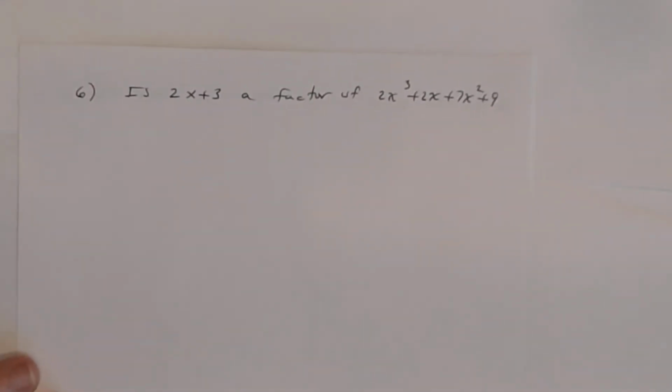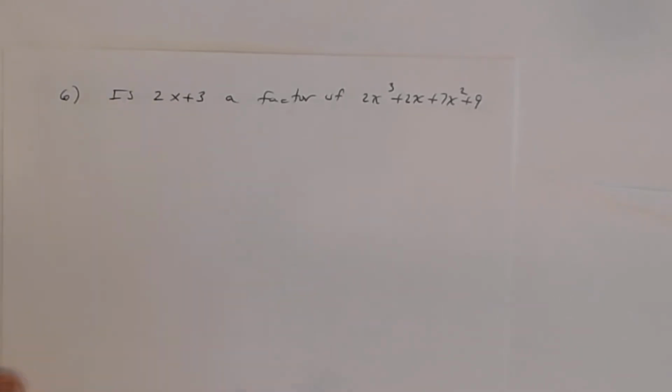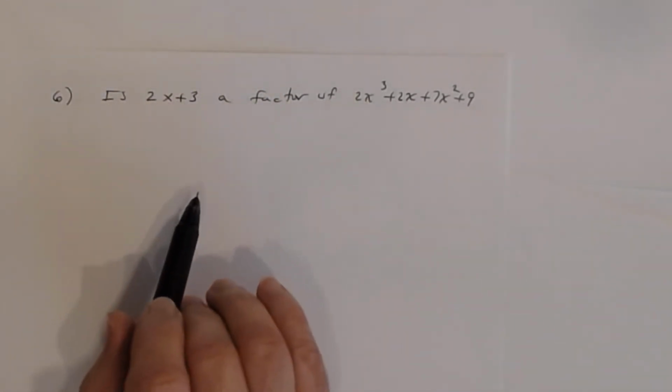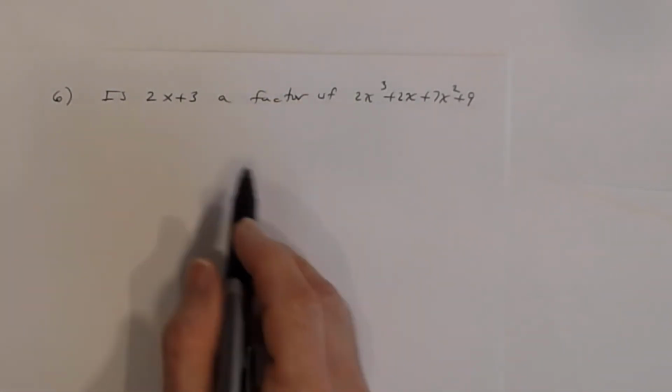Okay, number 6, same thing, right, that you did before. Well, let me just make sure that's not the same problem we did. It looks similar to something we just did. No, it's a different problem. Okay, so remember, this is a factor of this if the remainder is 0. All right, so let's use long division.